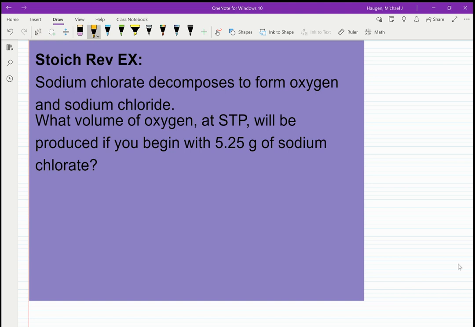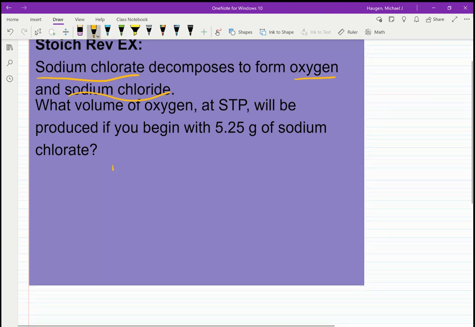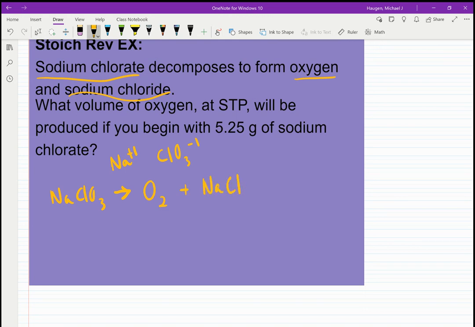In this problem we have sodium chlorate decomposing to form oxygen and sodium chloride. So let's write the balanced equation first. Sodium is a +1. Chlorate, a polyatomic ion, is a -1. So we get NaClO3 decomposing into oxygen gas plus sodium chloride.